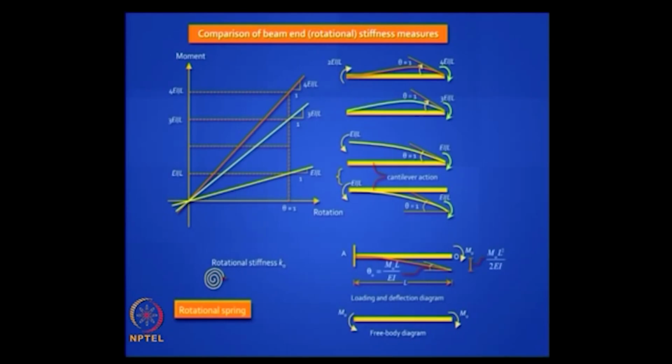So 3 numbers to remember: EI by L, 3EI by L, 4EI by L. That is all you have to remember. With that knowledge you can crack many problems, reducing the degree of indeterminacy tremendously and doing things that were unthinkable in the force method. Let us demonstrate.